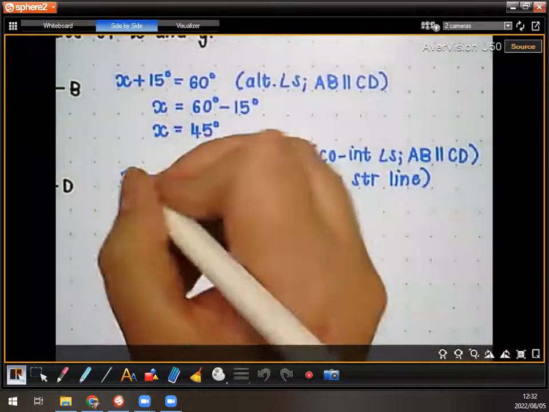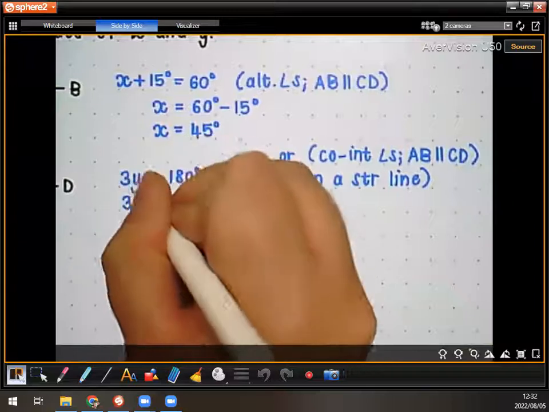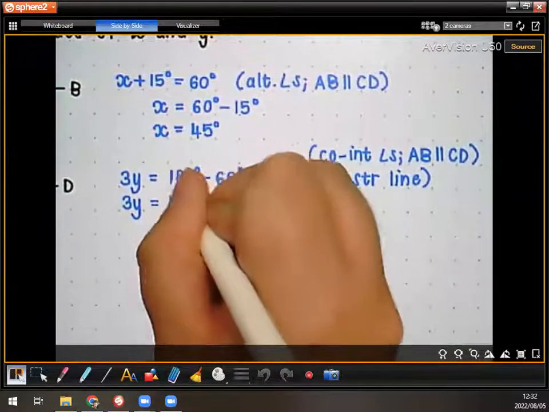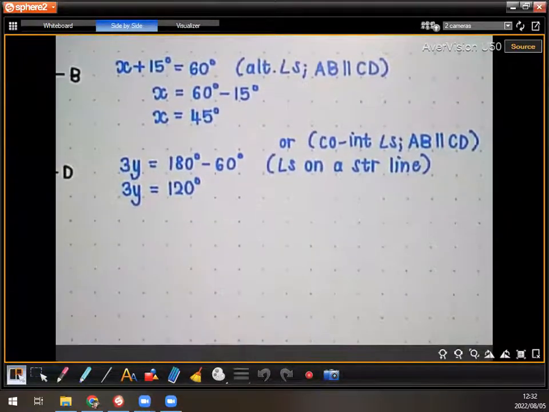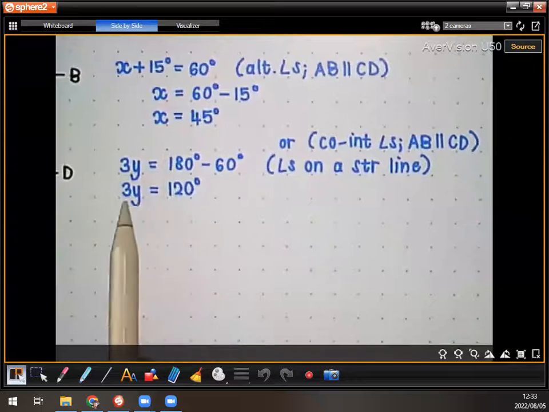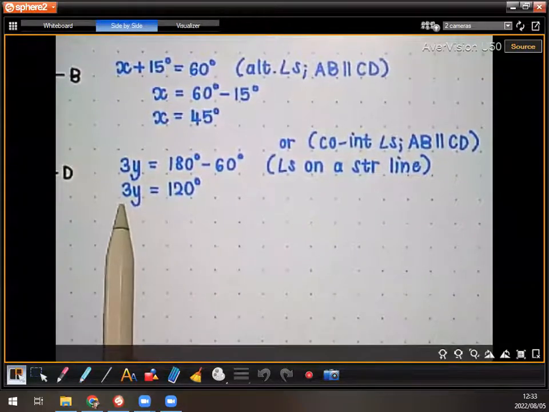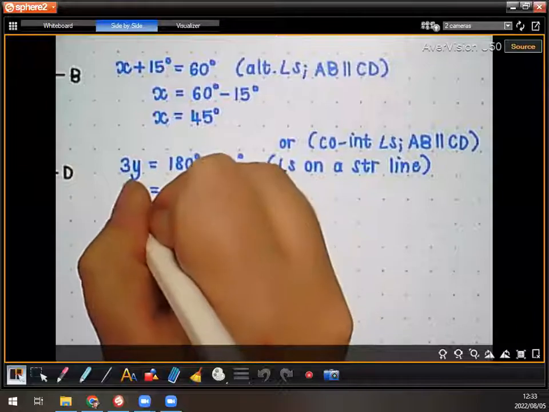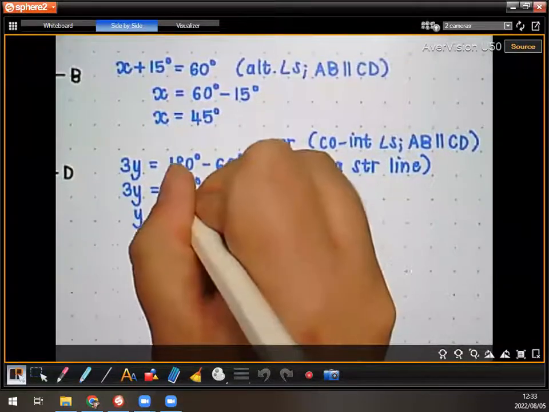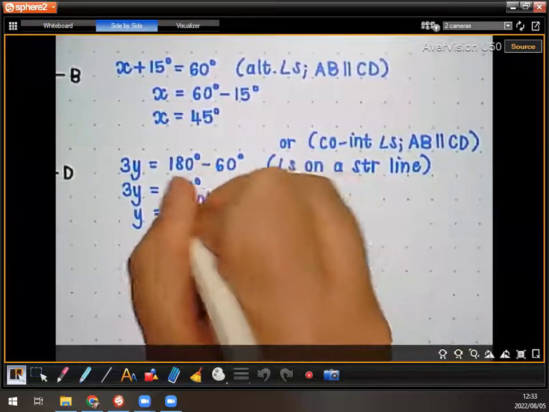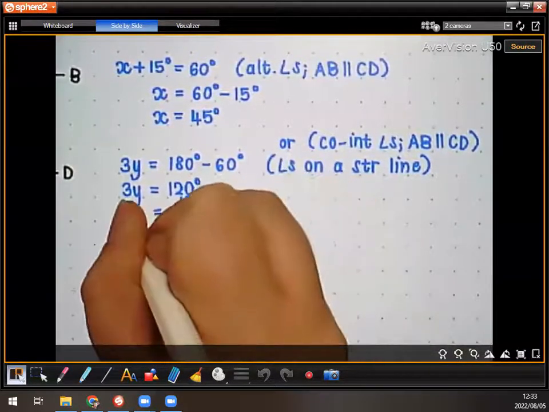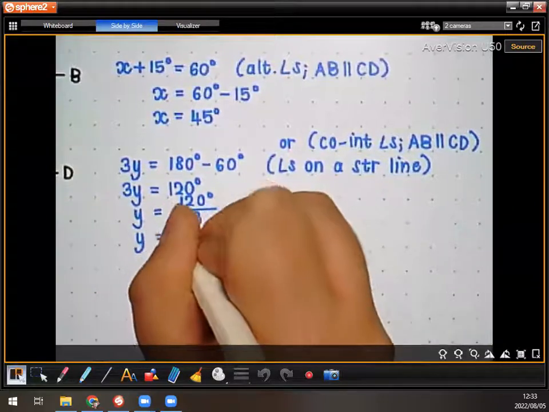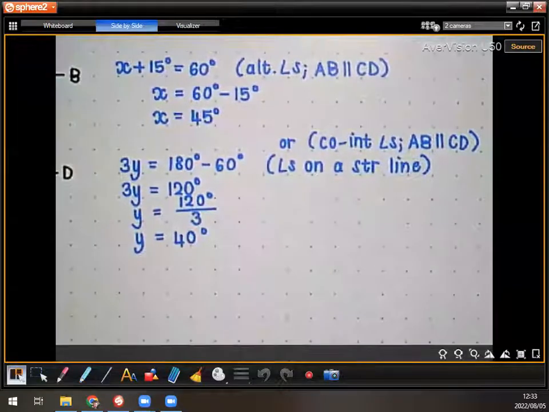Okay, what is 180 minus 60? Okay, what am I doing with the 3 over here? Multiplying, good. So on the other side, the opposite of multiplying by 3 is dividing by 3. Yes, so y is 40 degrees.